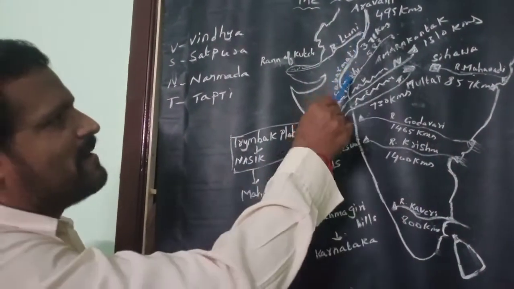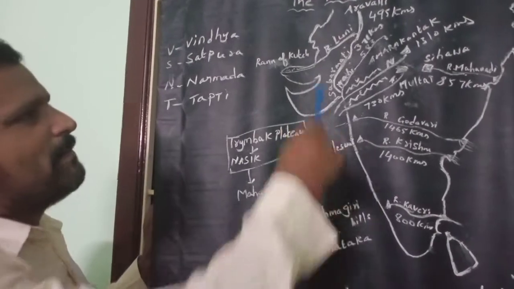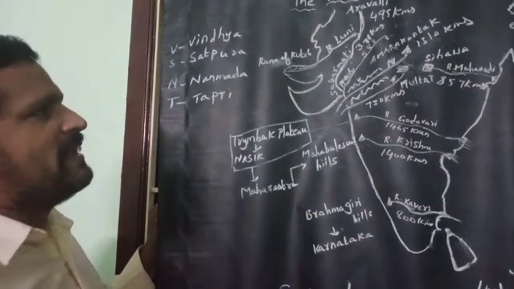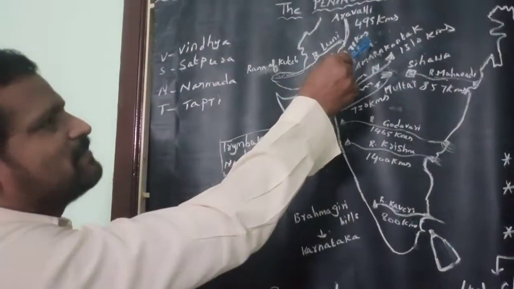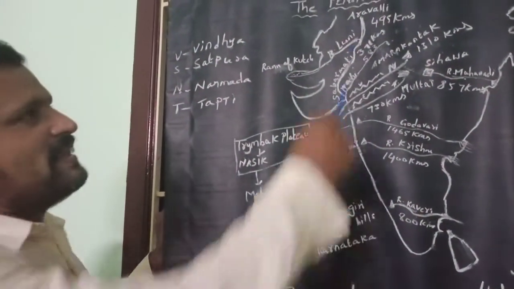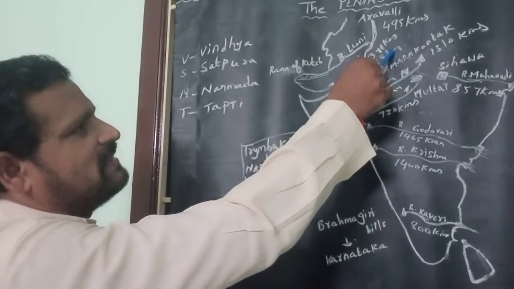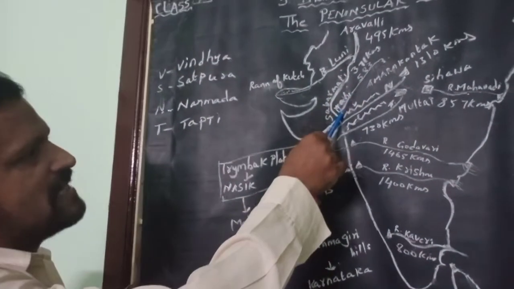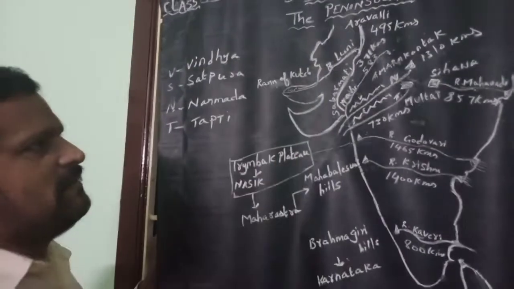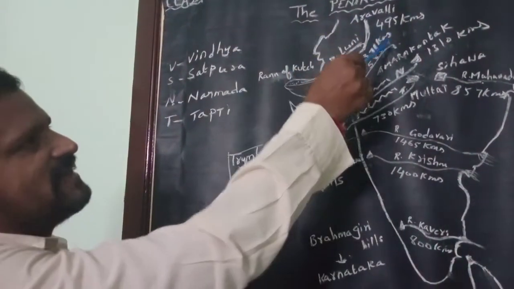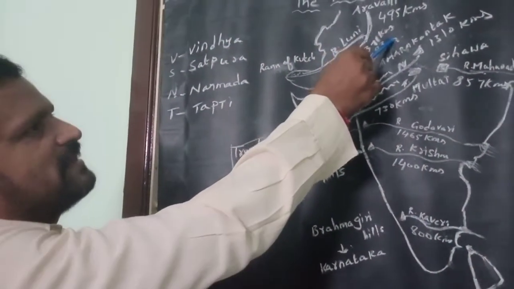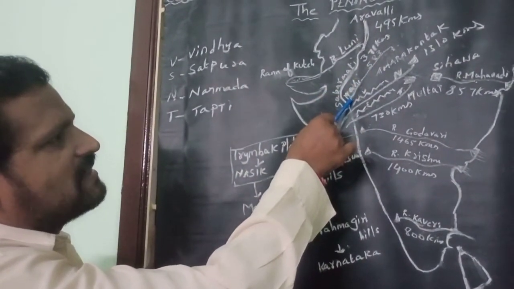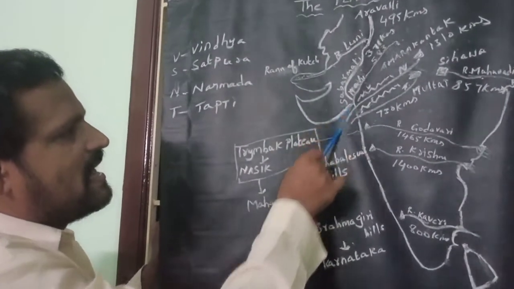Next we discuss Mahi, M-A-H-I. Mahi is a river. It rises in Madhya Pradesh and flows in Madhya Pradesh state, then Rajasthan, then Gujarat, and last reaches the Arabian Sea.